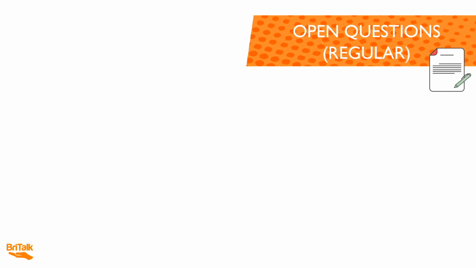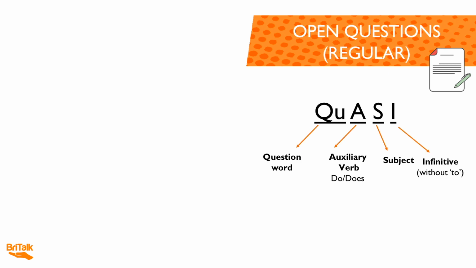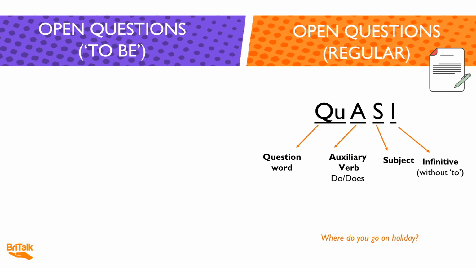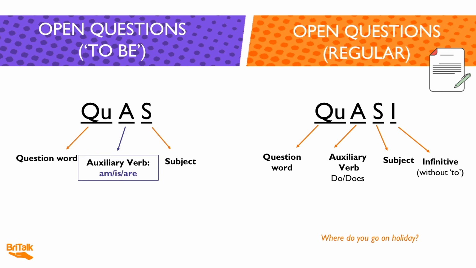So let's have a look at what we have learnt today. Guardiamo quello che abbiamo imparato oggi. So for open questions that are regular, we have quasi, question word plus the auxiliary verb do or does plus the subject plus the infinitive without to. For example, where do you go on holiday? For open questions with to be, we have quas, question word, plus the auxiliary verb am, is or are, plus the subject. For example, where are your parents?